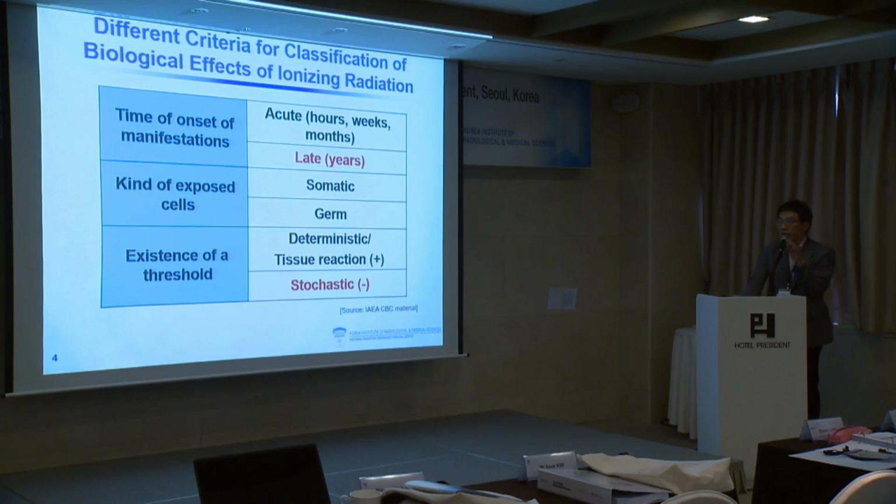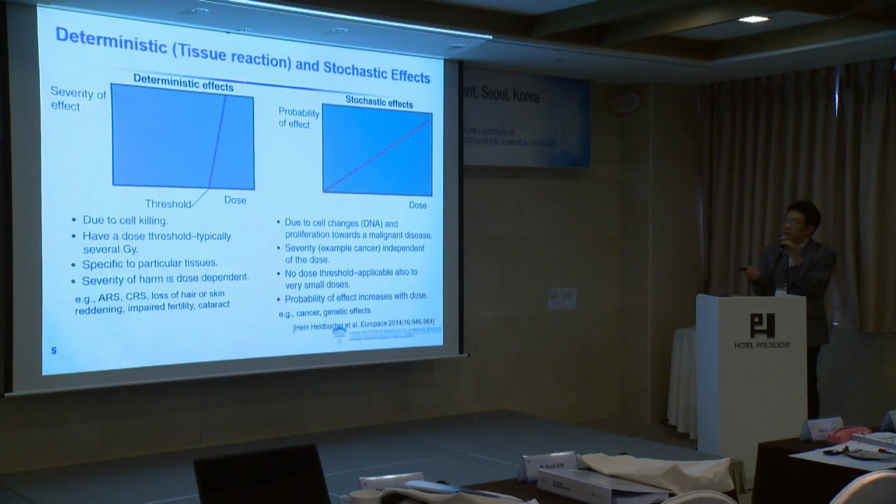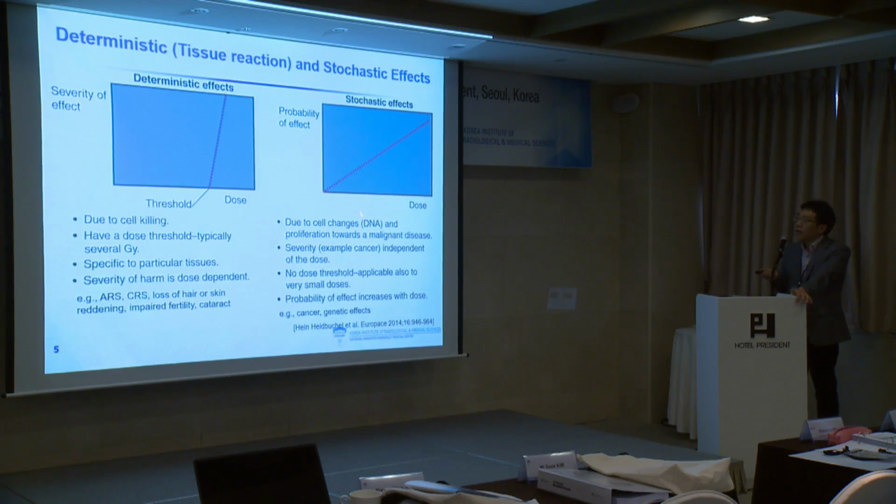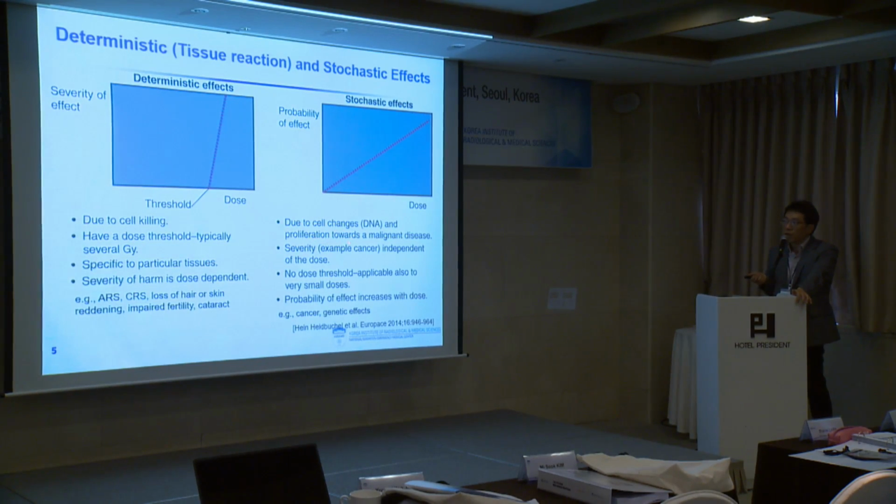The health effects that we mainly mention in this talk are related to late health effects and stochastic effects. Here is a brief summary of the two effects. The deterministic effect is mainly due to cell killing and has a dose threshold, typically a high dose, like several gray. The stochastic effect is mainly due to cell changes and proliferation toward malignant disease, with no dose threshold, and the probability of the effect increases with dose. The typical disease is cancer.